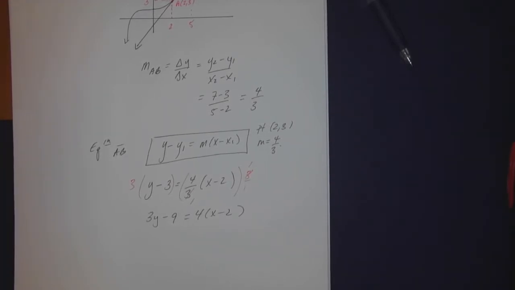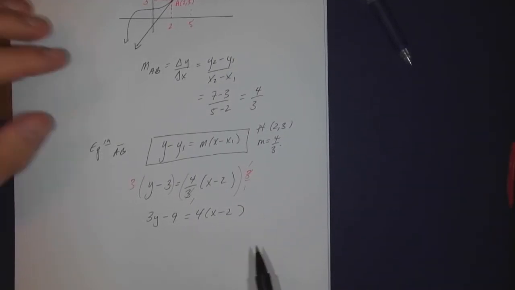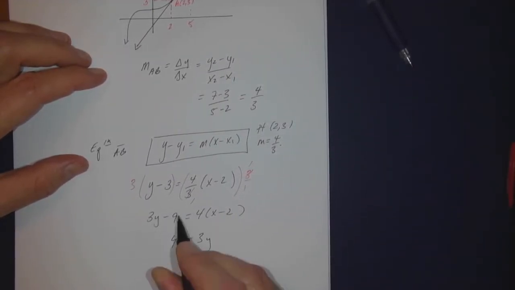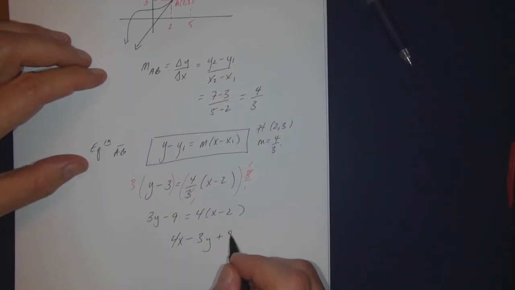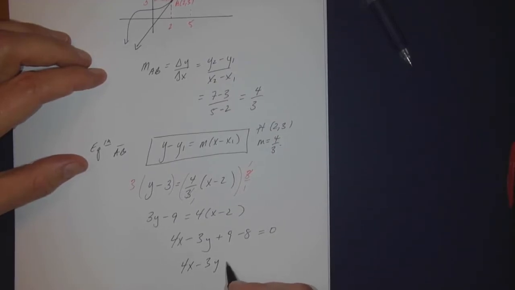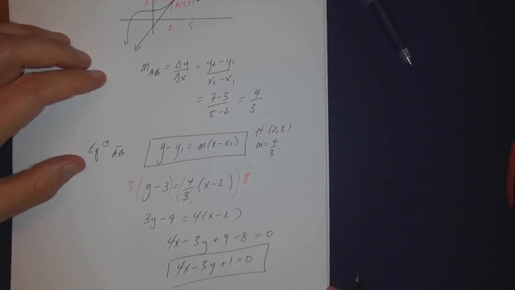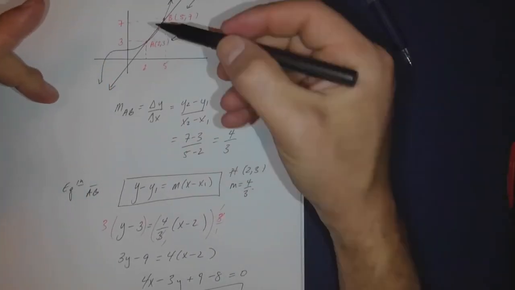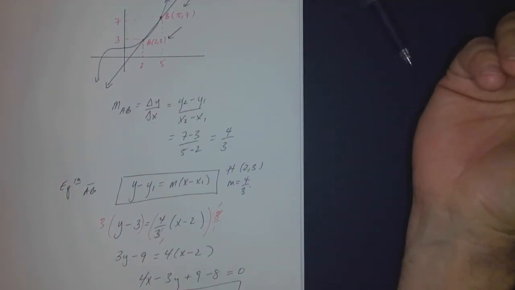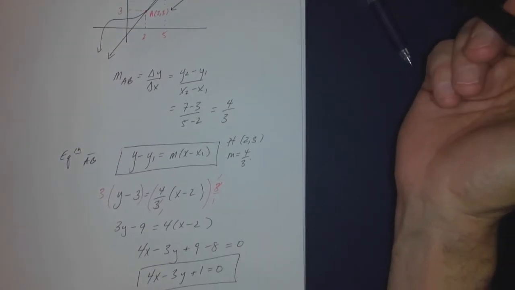You're going to do that several times in this course, and we'll see it as it pops up and we'll discuss it. Now I need to move this around, so I'm going to get 4x, take the 3y over the other side, take the 9 over the other side, and that's going to be negative 8. The whole thing's going to be equal to 0. So the equation of my line is 4x minus 3y plus 1 equals 0. That is the equation of that secant line, given that these points lie on that function. And that's how we're going to work these things out.